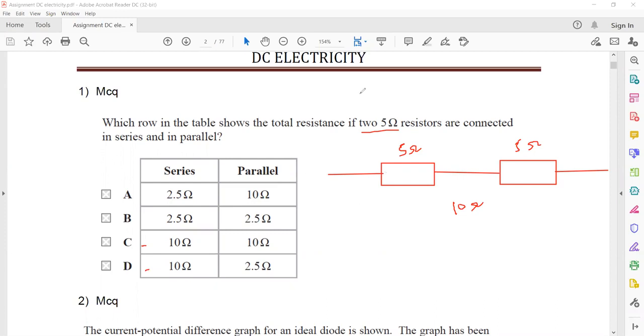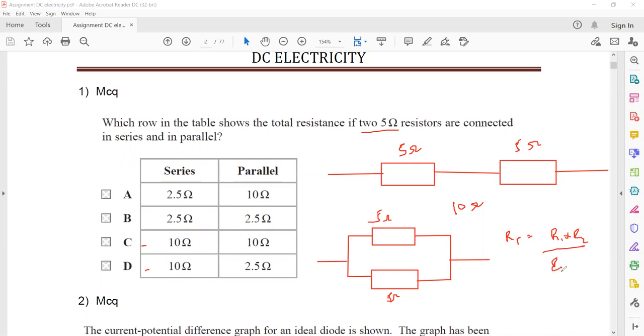But what about in parallel? If two or more resistors are connected in parallel, then the combined resistance, if it's 2 resistors, will be product divided by sum. If it is more than 2, then we can add the reciprocals and then invert. So a 5 ohm resistor and another 5 ohm resistor are both connected in parallel. The total resistance RT will be product divided by sum. But keep in mind this formula is only valid for two resistors. If more than 2, we cannot use this formula.